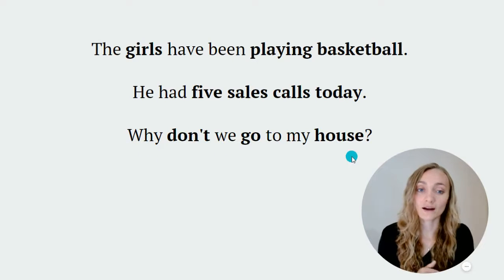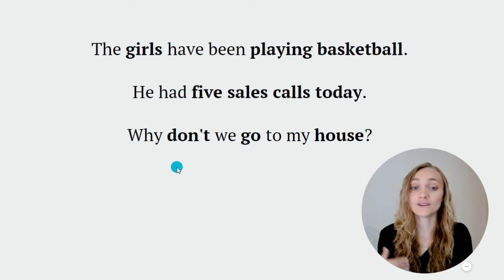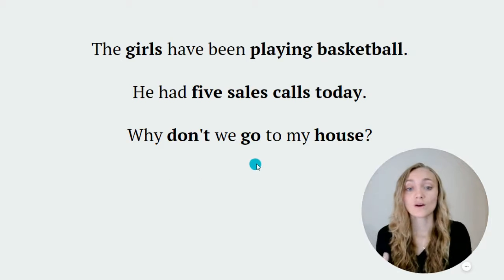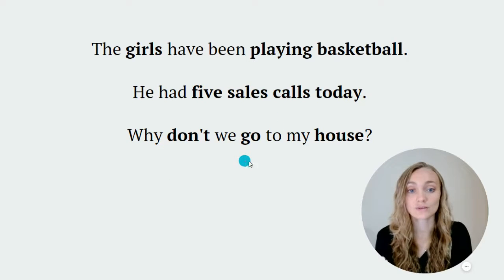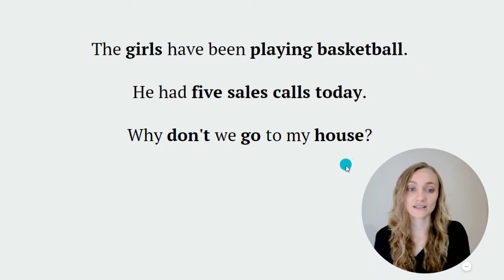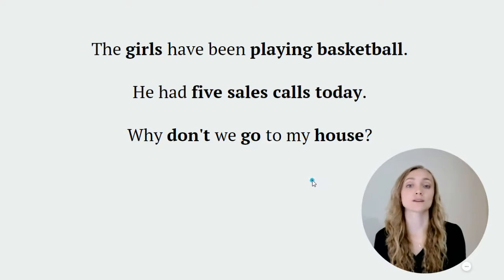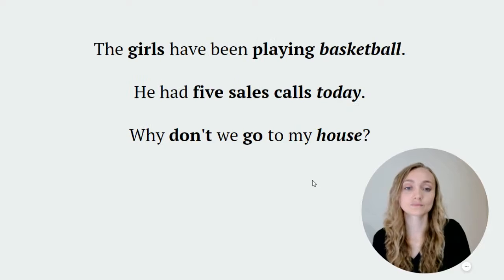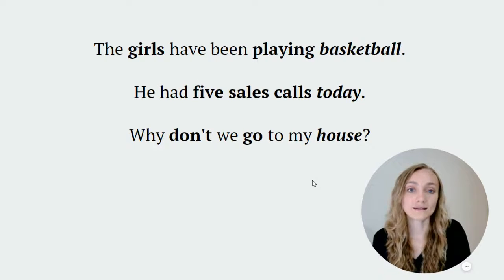Why don't we go to my house? Am I saying, why don't we go to my house? Or why don't we go to my house? House. I'm emphasizing house. So we're seeing here this pattern. Basketball, today, and house were the focus words in these examples. Okay? And there's a reason for that.